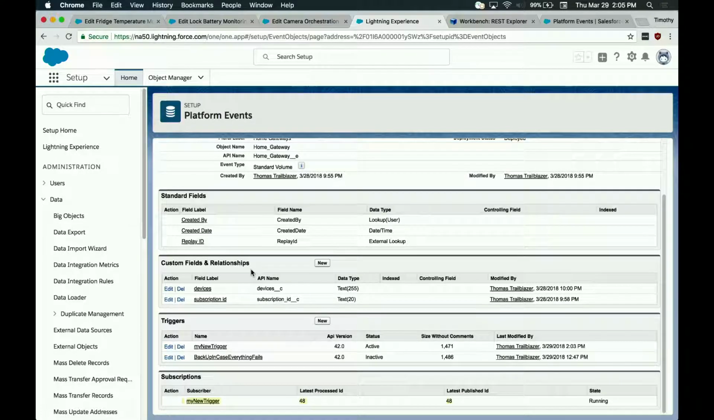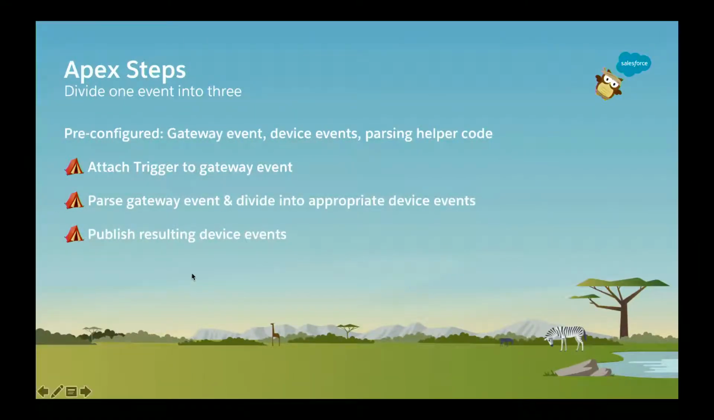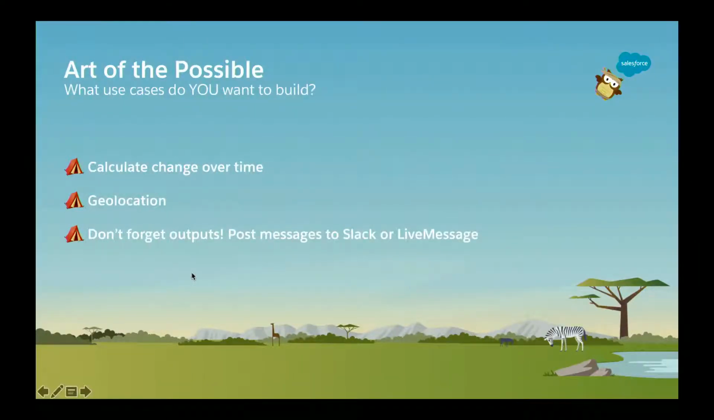So let's just close off with some ideas about how you could possibly use this. We have a lot of customers who are interested in doing more complex calculations, calculating the rate of change over time. You probably care about whether the fridge temperature is going up very, very rapidly, right? We also have a lot of customers who do geolocation use cases. They might have beacons rather than static gateways.